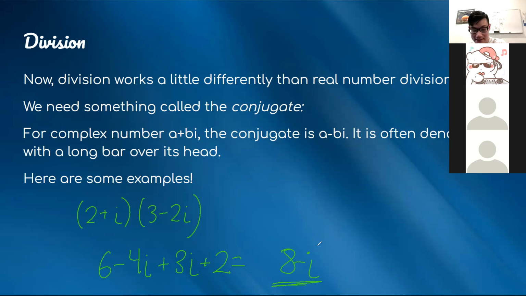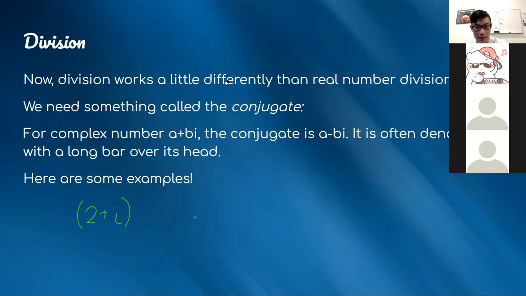But realize that we actually end up with another complex number. We have another i. And sometimes when we're dividing, that's not what we want, because you can't actually divide by a complex number. Instead, what we have to do is find a way to get rid of this i. And how we do that is actually multiplying by the conjugate. So for example, I'm going to show you guys what would happen if we multiplied by the conjugate.